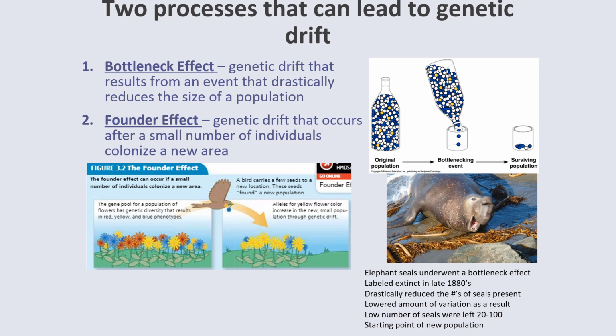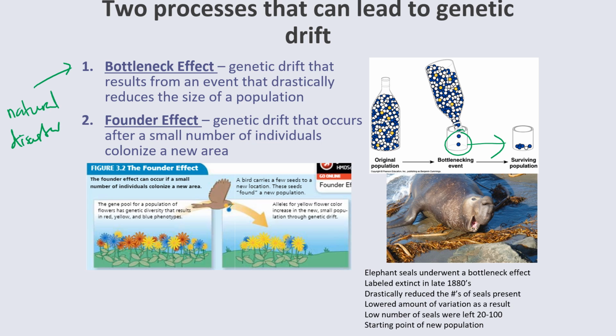The first one would be the bottleneck effect. It is an event that drastically reduces the size of the population, and that population makes up the next generation. We can see that here. That is called the bottleneck effect, usually caused by some natural disaster. So again, I think of bottleneck effect, natural disaster, or overhunting, or whatever the case.